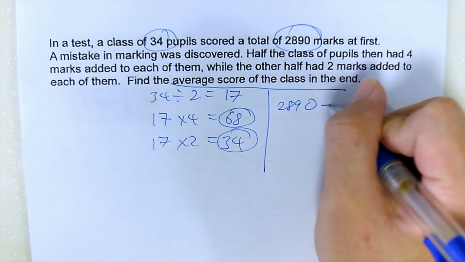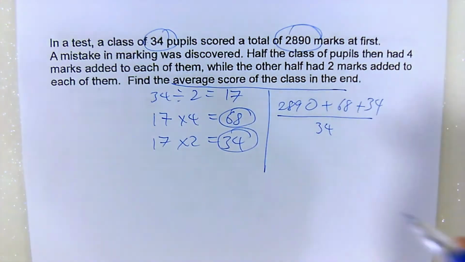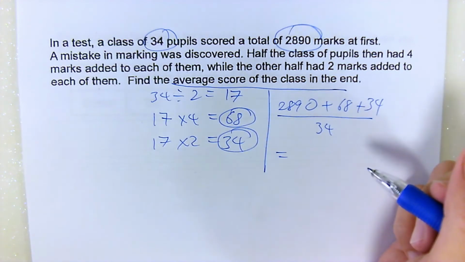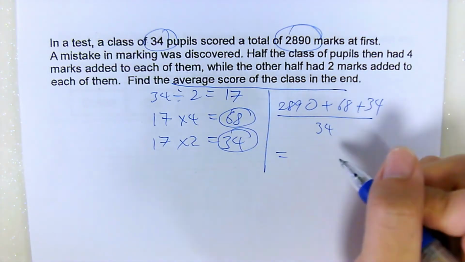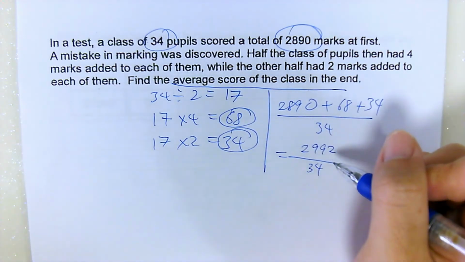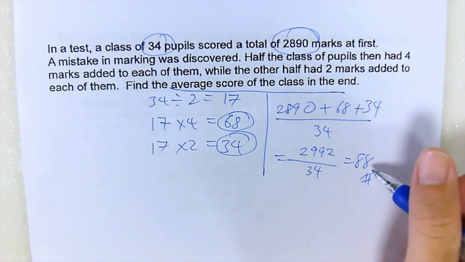2890 plus 68 plus 34 divided by the total number of people. Okay, so we have 2890 plus 68 plus 34. That will be 2992 divided by 34, and that will give me 88. So 88 is the new average.